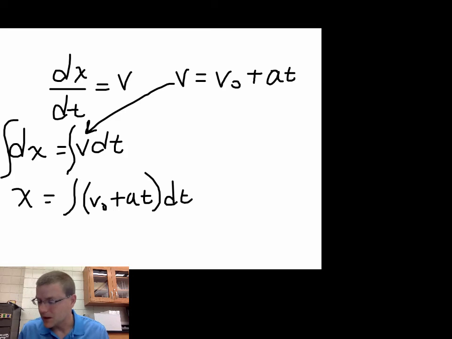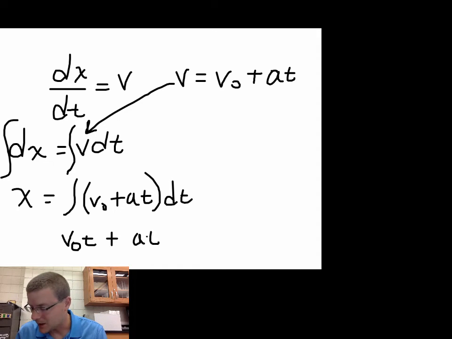dt. So that means I have to integrate everything inside this function with respect to time. Remember, v0 could be multiplied by a t function, t to the 0 power. If I do each of these integrals separately, I'm going to get v0t plus at squared over 2. It should look very familiar.